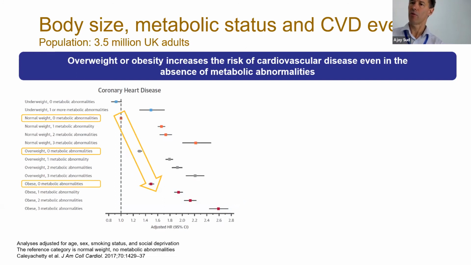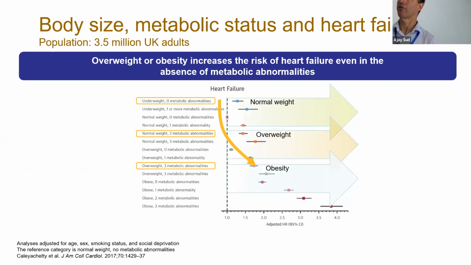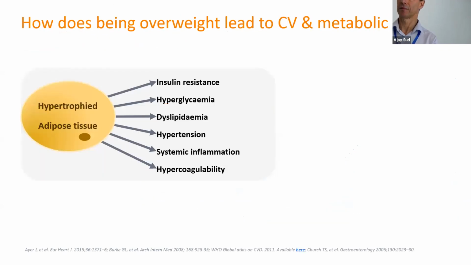But if you look at those individuals who have no metabolic abnormalities, as you rise from healthy weight through overweight through obesity, there is also an increase in cardiovascular disease risk, showing that independence. And the same is true here for cerebrovascular disease, for stroke, exactly the same relationship. So obesity is driving this independently of its effect on the other risk factors. And the same is true for heart failure. You can see this for heart failure as well. Normal weight, overweight, obesity, with or without the metabolic abnormalities, the higher the risk of heart failure independently of that.